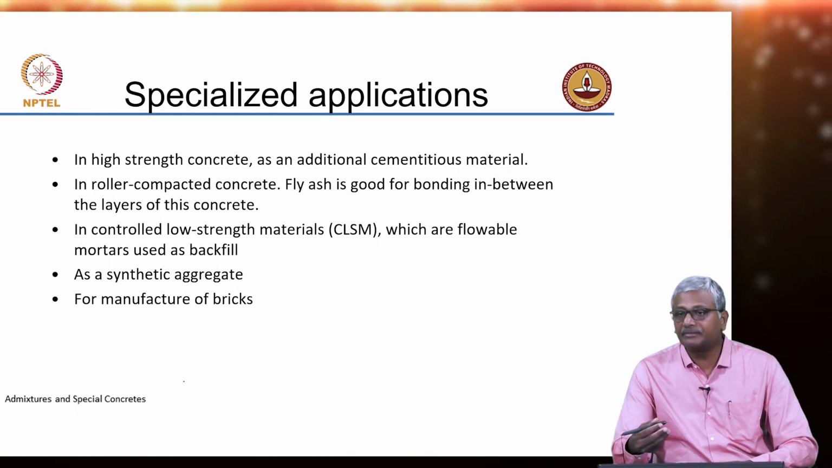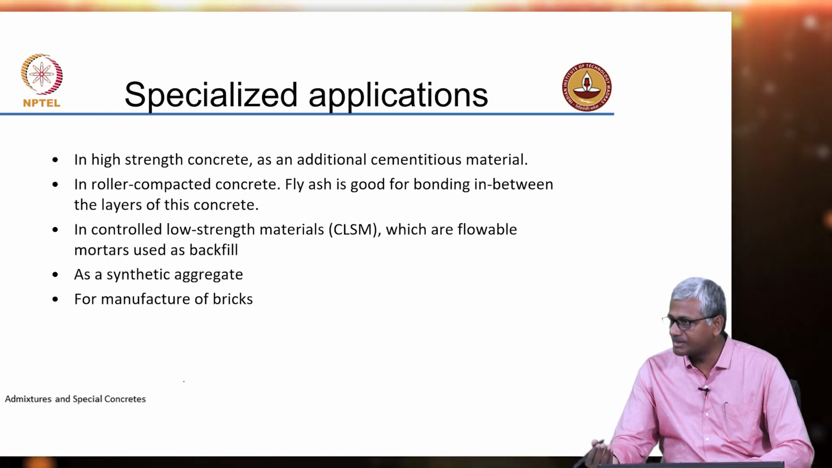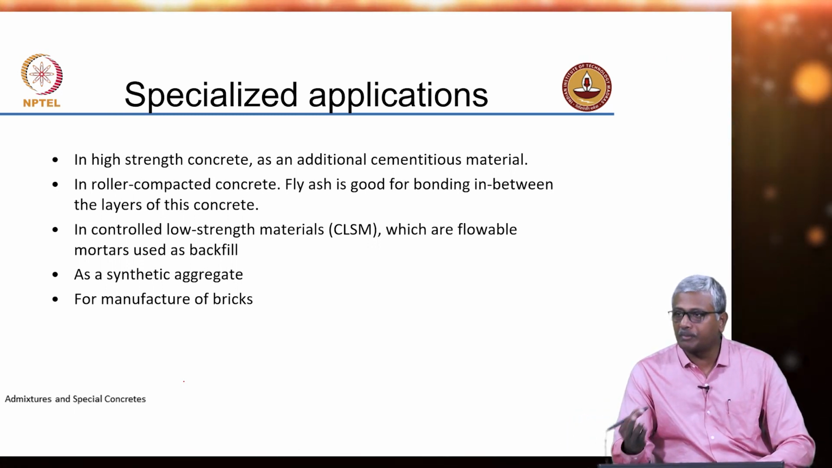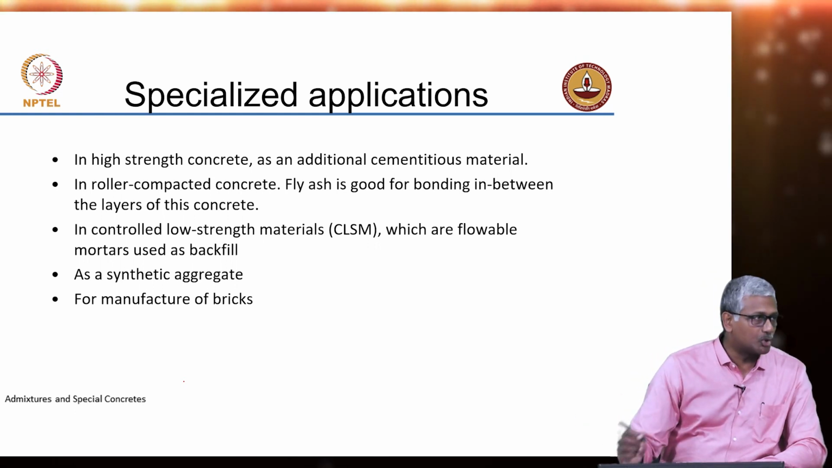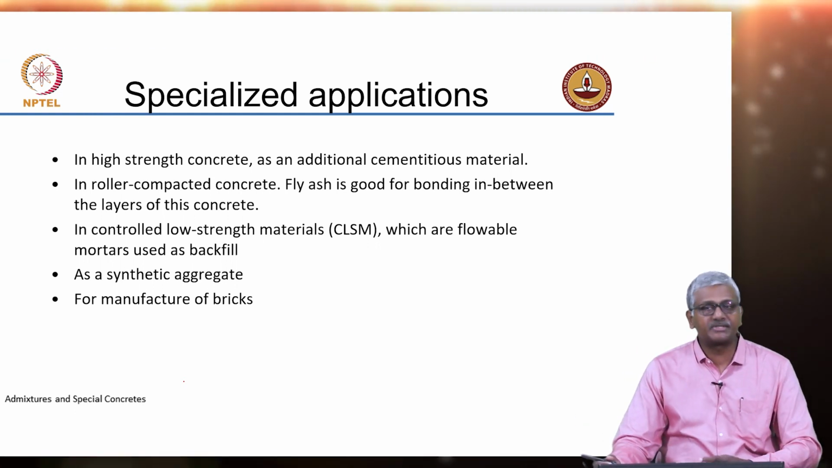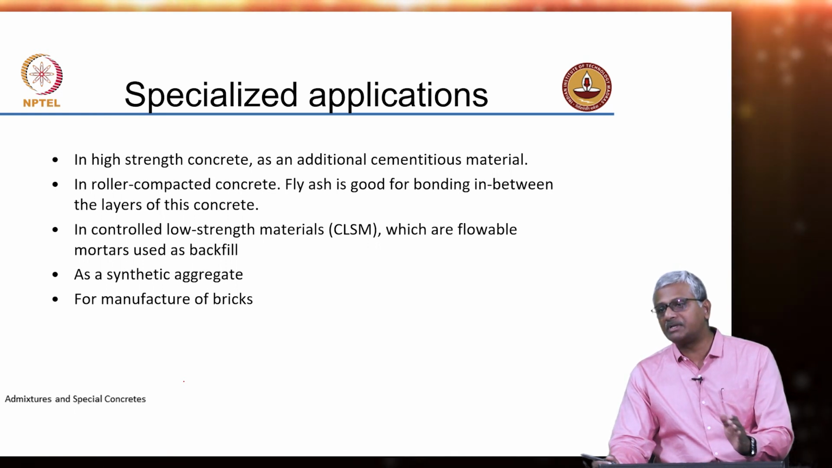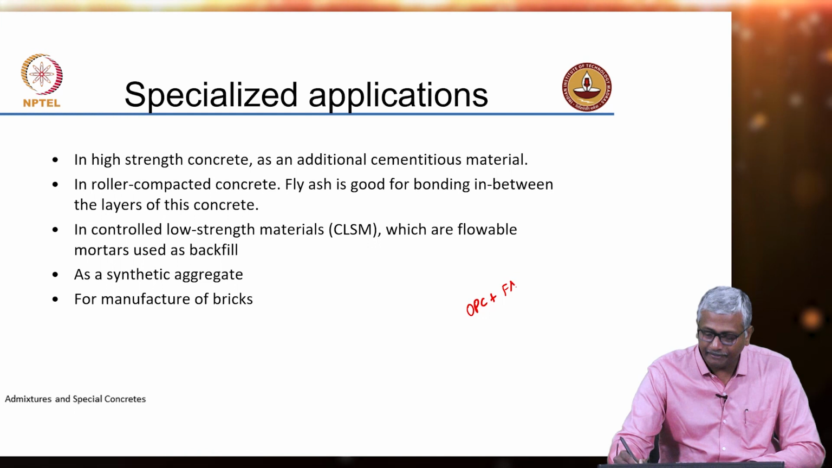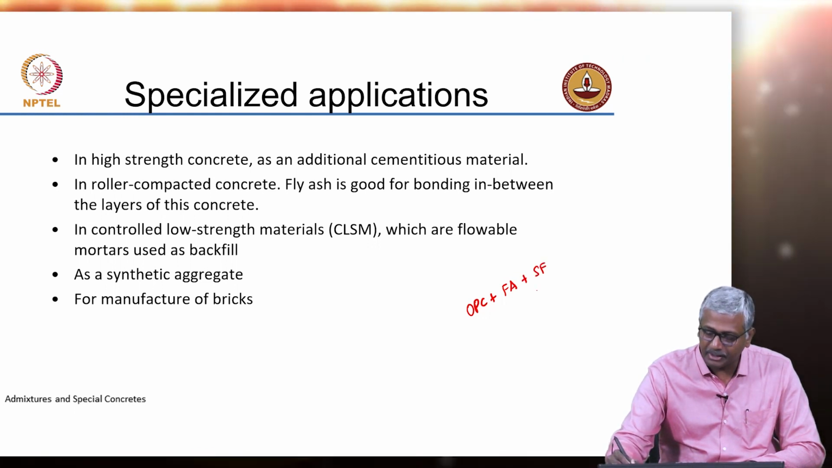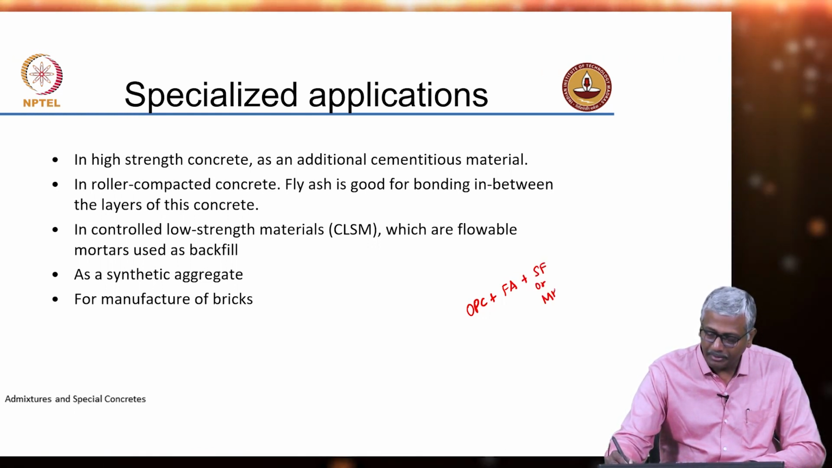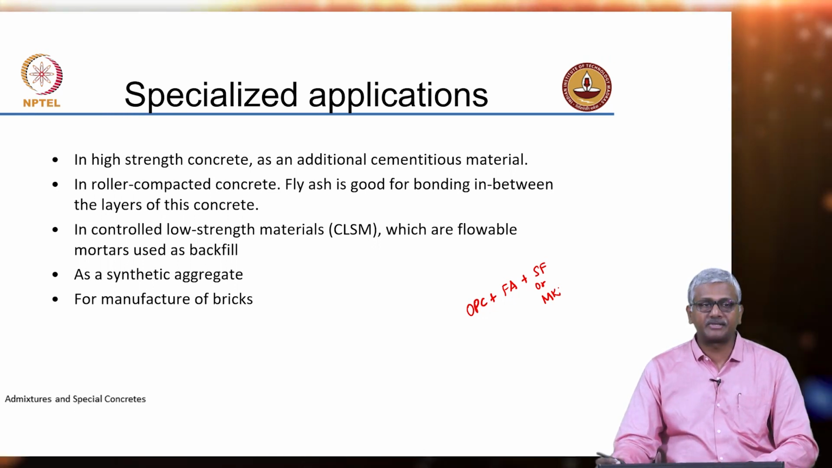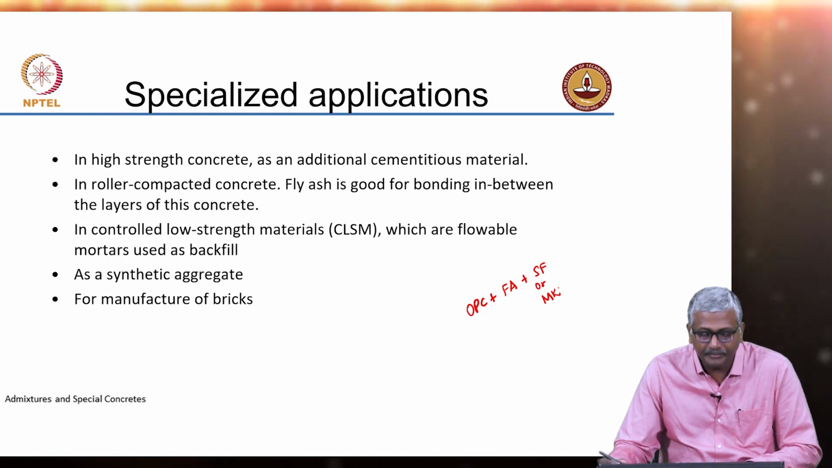But nevertheless, there have been instances where even for high strength concrete, fly ash can be used as an additional cementitious material. So, no replacement, but you are adding fly ash on top of the cement. In most instances, such systems will have a ternary blended system, OPC plus fly ash plus either silica fume or metakaolin typically, as the kind of ternary blended system that you use for high strength concrete.